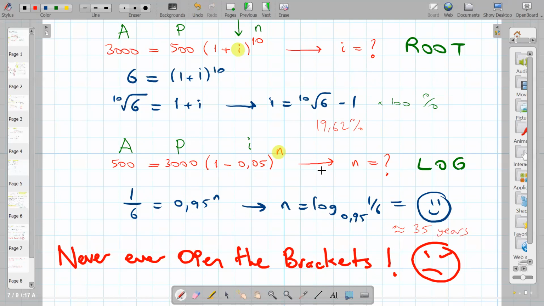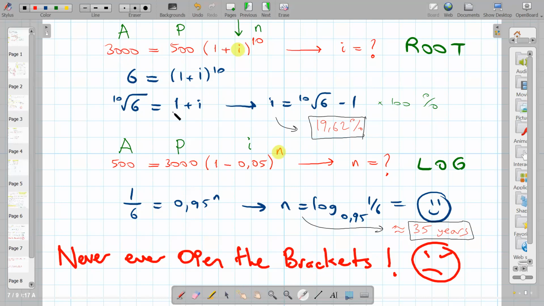Are you okay? We even got the answers in this way. So that N is over there for I. And this is the answer, almost 35 years. But never open the brackets. What I mean by opening the brackets is, don't say 500 times because there's a power. You should never open the brackets. You must definitely divide everything by 500.